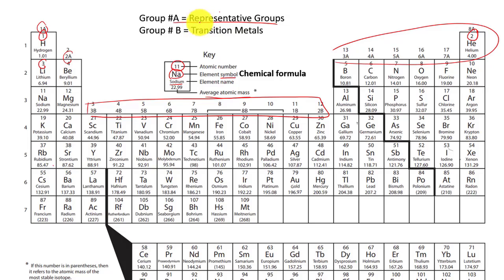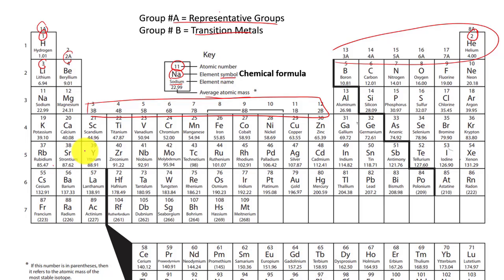And sometimes we don't use the term representative, but we use the term main groups on the periodic table. And the group B elements are known as the transition metals, basically all of these metals right here. So let's look at group A one by one.